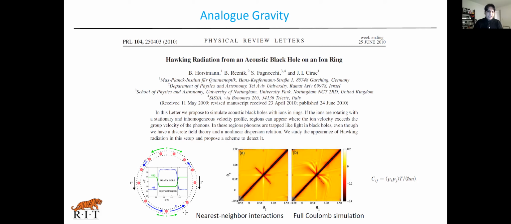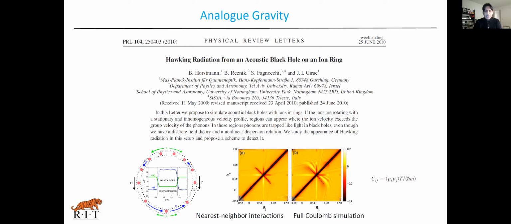Now, if there are 2 ions which are separating with a velocity faster than the phonon propagation velocity, then the phonon cannot propagate to that ion from this ion. Okay, so this is the so-called supersonic region, which the phonon cannot get out of, and the neighboring region is the subsonic region, right?